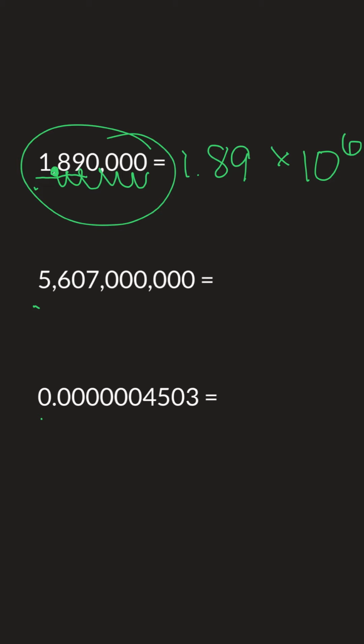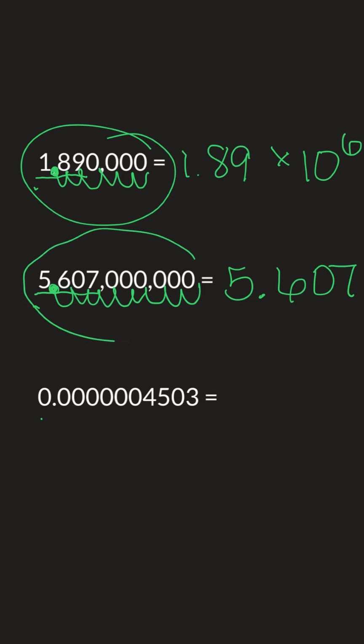On the next number, these are my non-zero numbers right here, but you can see there's a 0 in the middle. Doesn't matter, the 0 comes with it. So after my first non-zero number, I put a decimal point and I write 5.607. Now, again, as we just did, we write times 10 to the, and then we count how many jumps it takes to get back to the end of the number. 1, 2, 3, 4, 5, 6, 7, 8, 9 jumps. As you can see, this number is much bigger than 1, so we're going to leave my exponent positive.